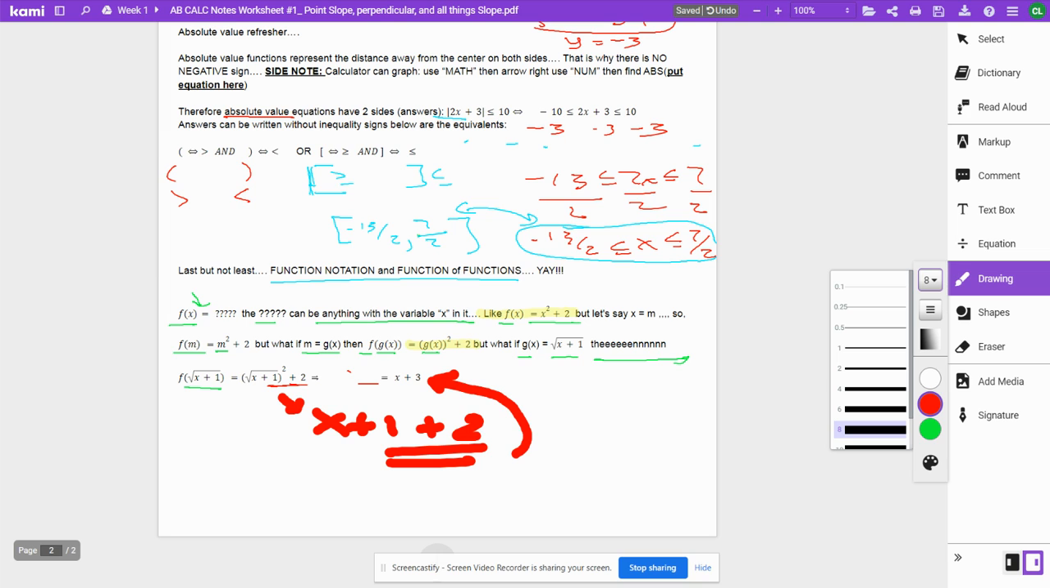All right, guys. So that's the idea behind our function notation, our slope, and those different things. So that was just kind of a quick review.